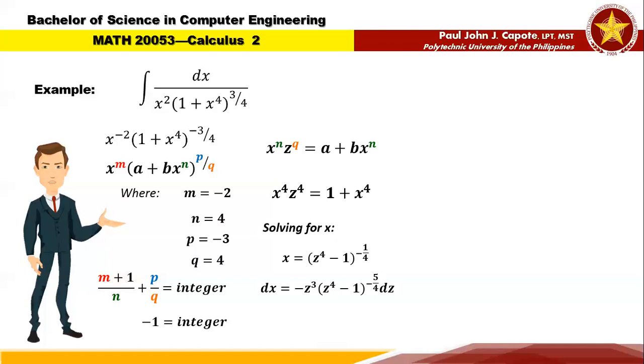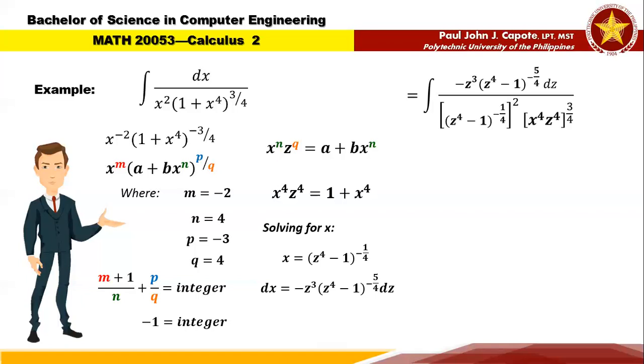Differentiating x with respect to z, we get -z cubed times the quantity z to the 4 minus 1 all raised to the power of -5/4 dz. Now we can substitute these values to the given integrand, so we can transform the integrand and do some algebraic manipulations. We substitute the value for dx. We substitute the value of x.